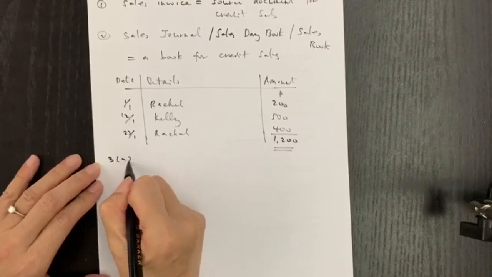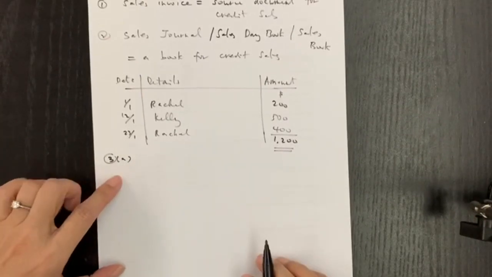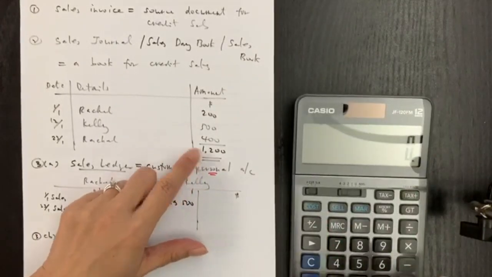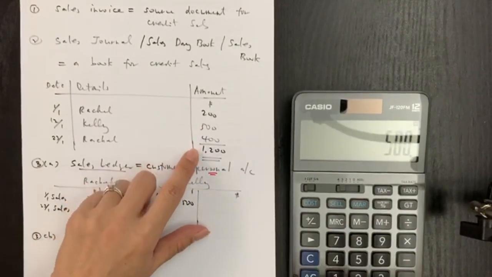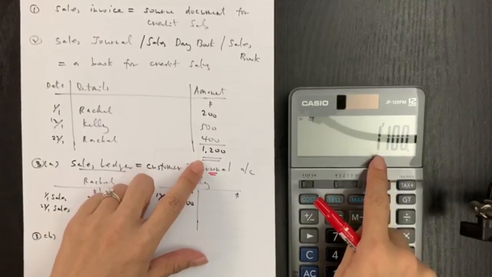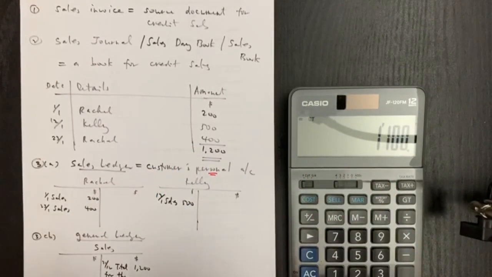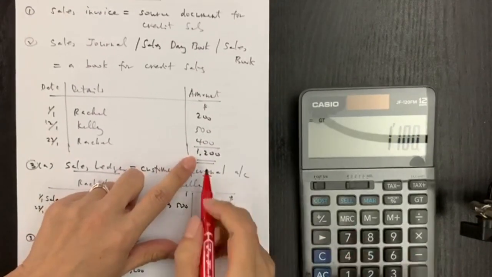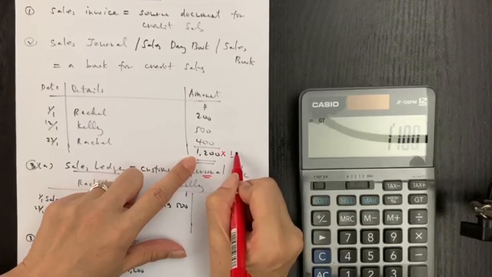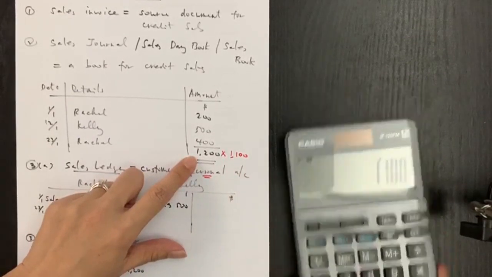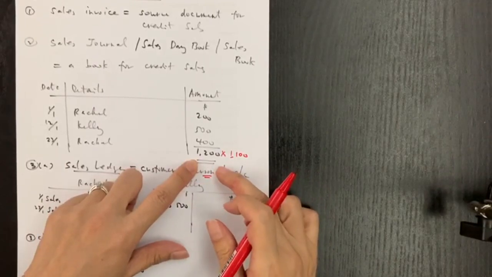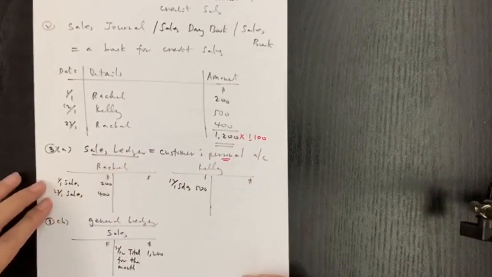So what should be the double entry for 3A here? Okay, so therefore let me add up the total here. So 200, 500, and 400. Okay, so the correct answer should be 1,100. However, I made a mistake here and I wrote 1,200, which is wrong. Actually, the correct answer is 1,100. Okay, so let's look at the effect. If we have the total in the sales day book which is overstated, let's look at the effect here.